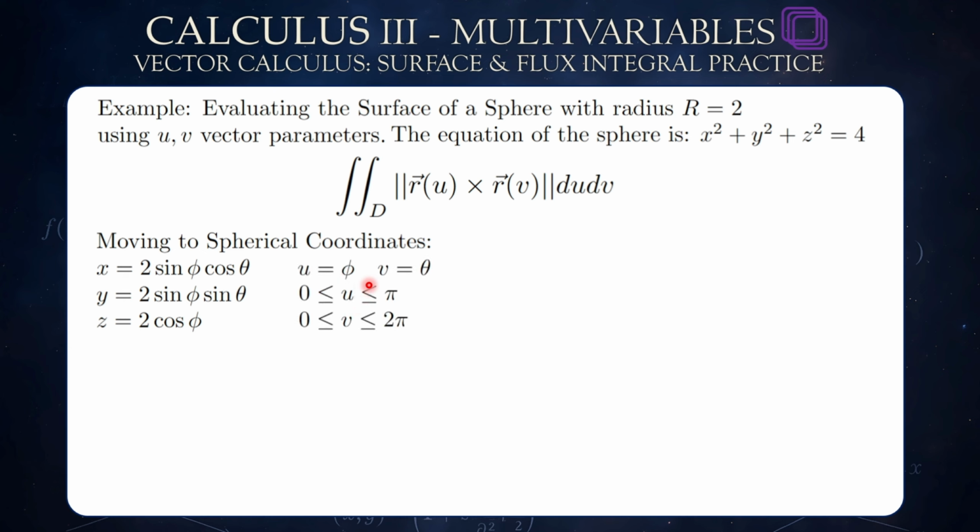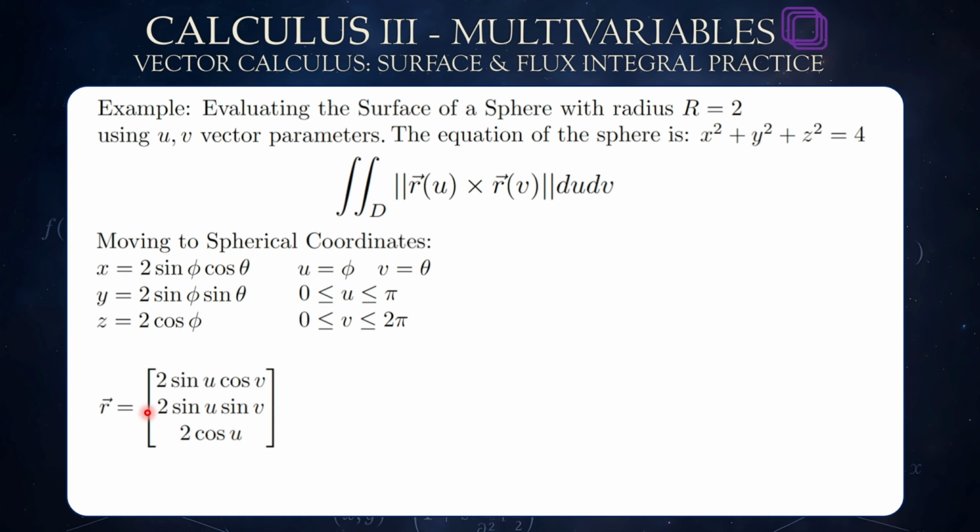So u equals phi, v equals theta, u is between 0 and pi, and v is between 0 and 2 pi. So r is equal to 2 sine phi cosine theta, which is 2 sine u cosine v, 2 sine u sine v, and 2 cosine u. These are the parameters of r.